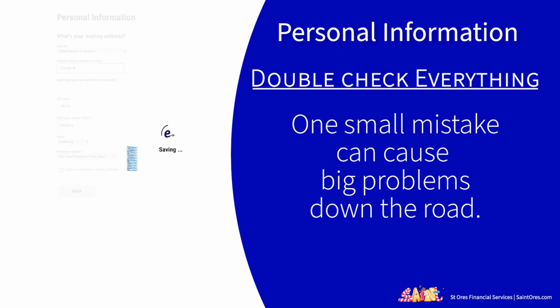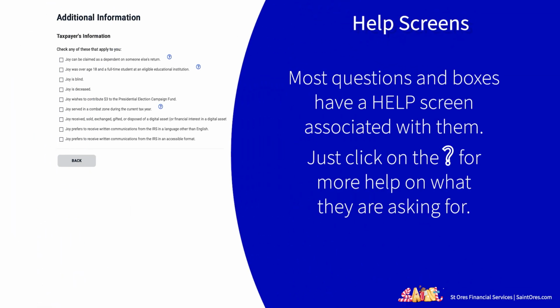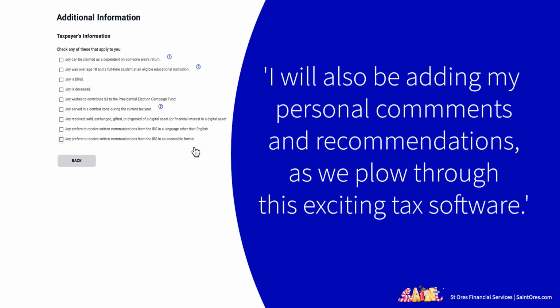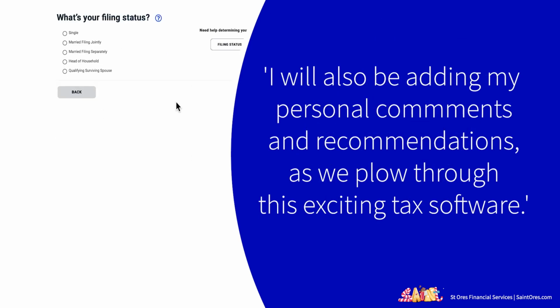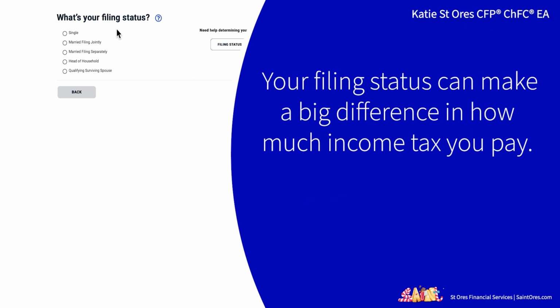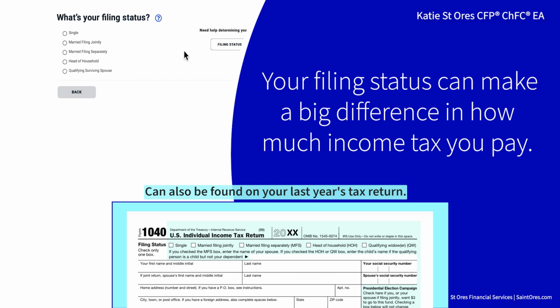Continue. Next, we arrive to the additional information. You can skip that step if you want to, but it's much better to answer if any of those apply to you. Please review all those questions. None of them apply in our example. We click continue. What is your filing status? If you cannot determine your filing status, you have a filing status wizard. In our example, we know we're single. We click single, continue, and move on.